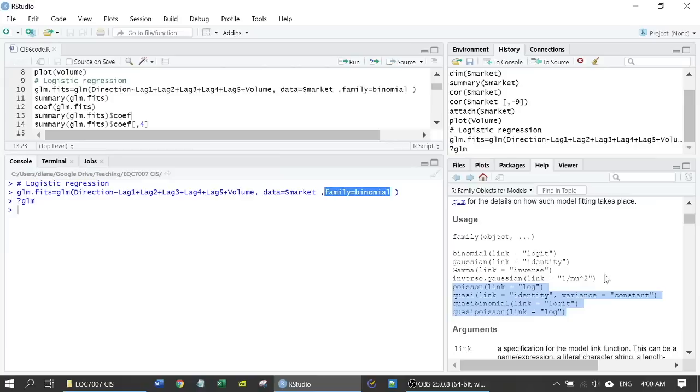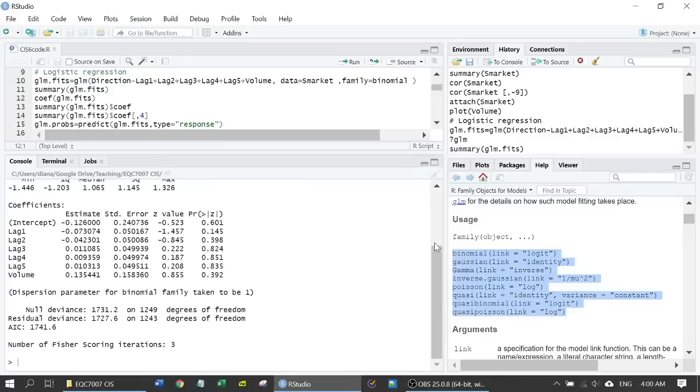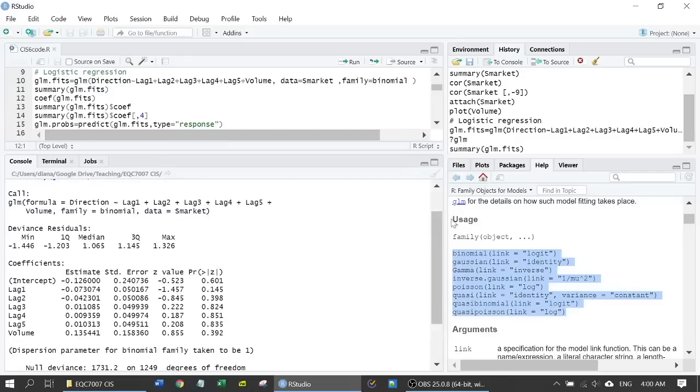One thing you need to remember in this class is that we don't use any other family here. Whenever you want to run a logistic regression, the only thing you should remember is this part: family is set to binomial. Now we store all this into an object which we call glm.fits, and now we want to get the summary of glm.fits. So this is what we get.